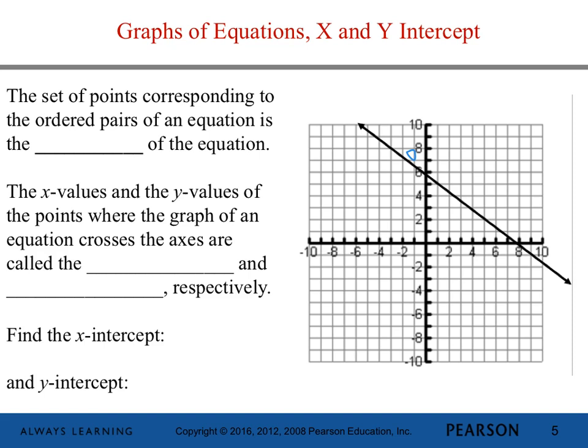Now we need to talk about x and y intercepts. The set of points corresponding to the ordered pairs of an equation is called the graph of its equation. And the x and y values of the points where the graph of the equation crosses the axes are called the x-intercept and the y-intercept.